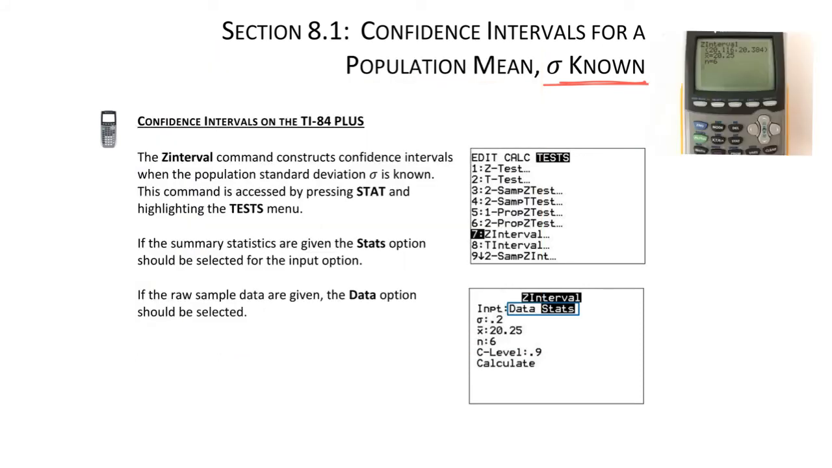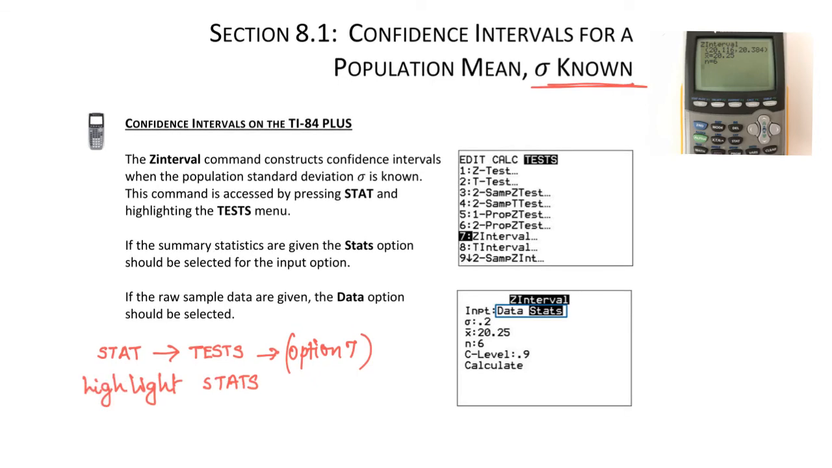So let me write down the steps. Press stat, then test, then option 7, then highlight stats, and then you will get this window. Then enter the value for sigma, mean, the sample size, and the confidence level. Then highlight calculate and press enter.